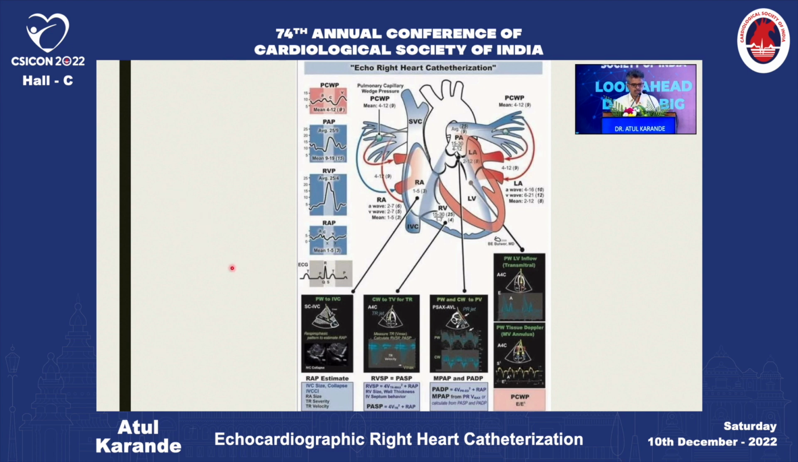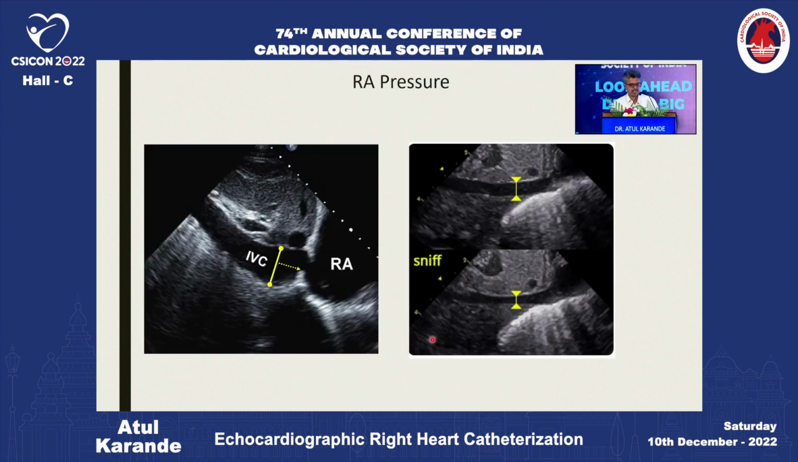Now, almost all the parameters we can measure with the help of echocardiography. The first one is RA pressure. RA pressure we can measure with the help of the inferior vena cava. IVC diameter should be measured in the subcostal long axis view at end expiration, just proximal to the junction of hepatic veins, which is usually within 3 cm proximal to the junction of IVC with the right atrium. The change in the diameter of the IVC with sniff and also with quiet respiration should be measured.